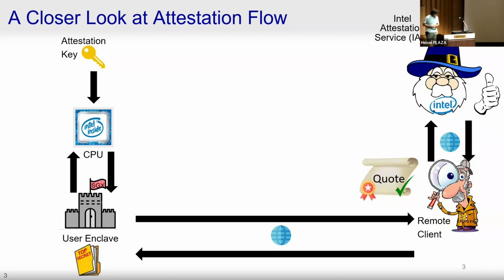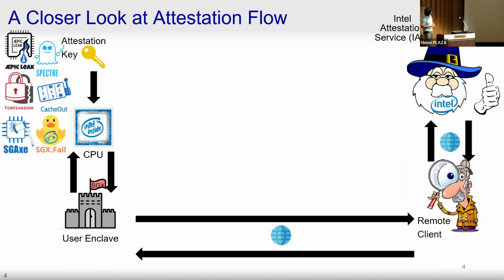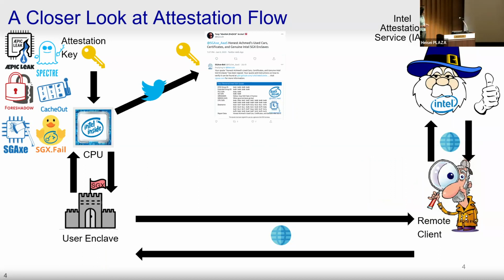The problem with trusted execution environments is that they have enemies. And they have very powerful enemies in the form of side channel attacks. So what do I mean by that? Well, what happens once in a while is that these side channels attack the CPU, they extract the attestation key, and the trust of the entire attestation process actually depends on that attestation key.